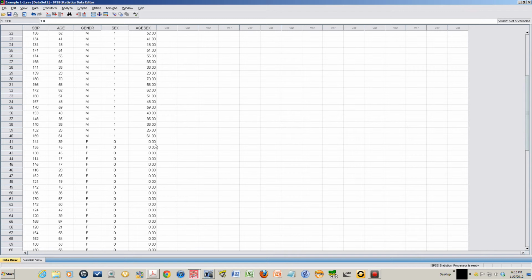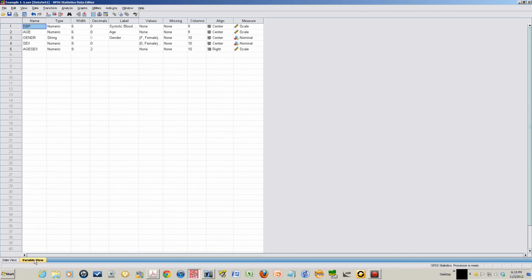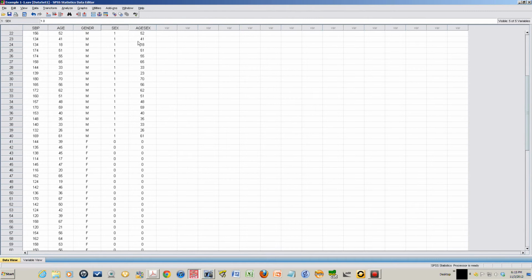Again, I don't need those 2 decimals, and I like to move the data to the right and find out what type of variable it is. So I just click on variable view, and here I move the decimal to 0 and put this variable in the center and leave it as a scale. A scale is fine, it's continuous. So I go back to the data view. You see, you have that very good looking interaction column here. Now I'm ready to run that multiple regression equation.